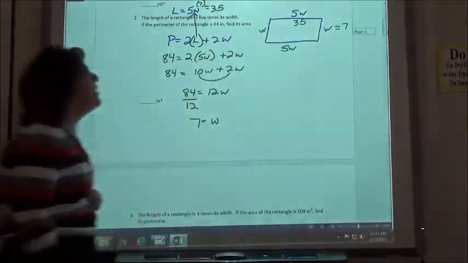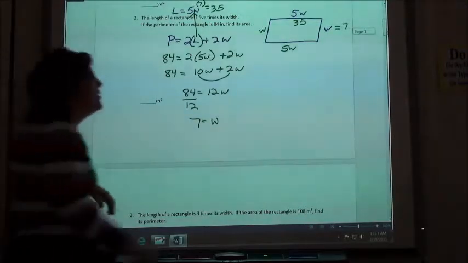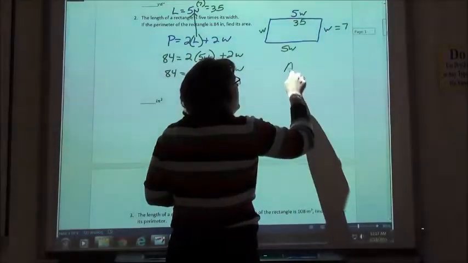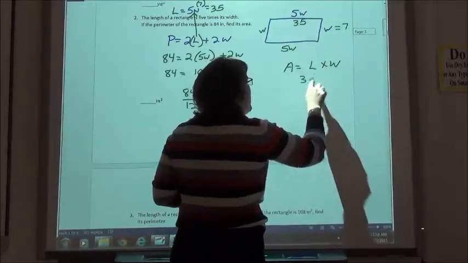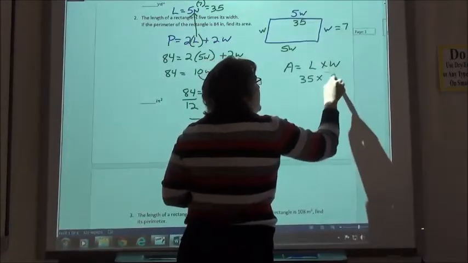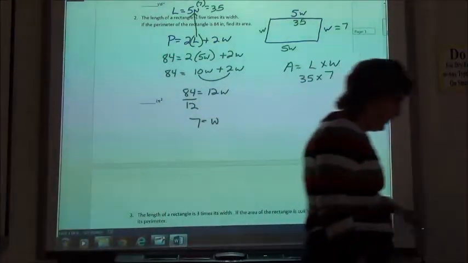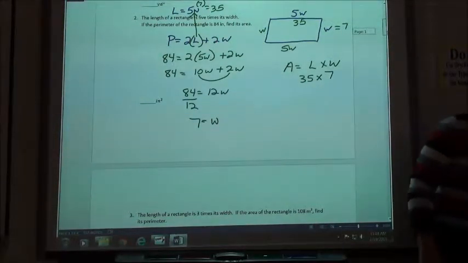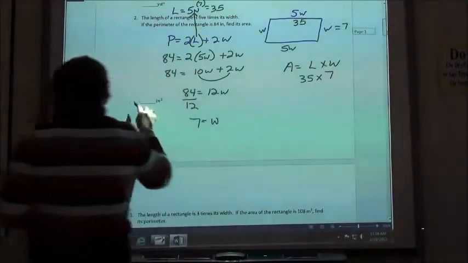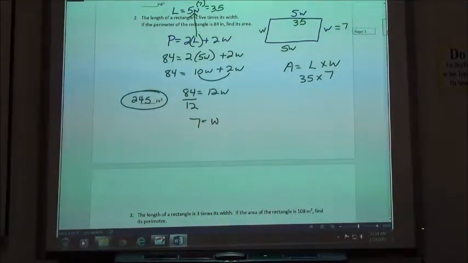And so now I know what my length and my width are. I can answer the question. The question says, what is the area of that rectangle? So if I'm going to find area, my formula is length times width. My length is 35 times my width is 7. I have to take 35 times 7. 35 times 7 gives me 245. So 245 inches squared is going to be my answer.